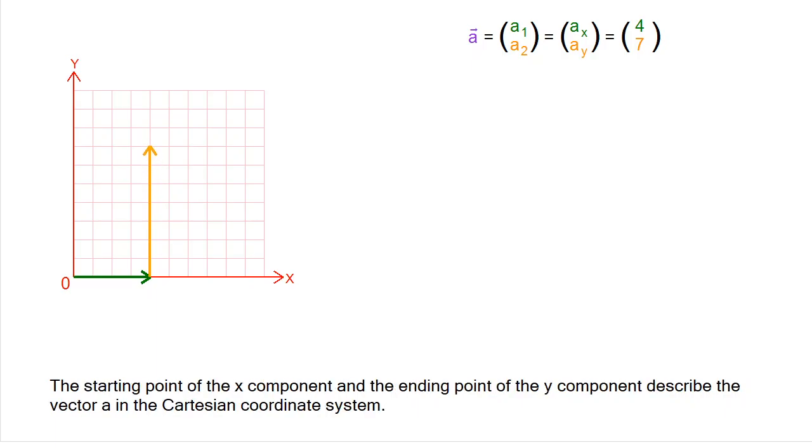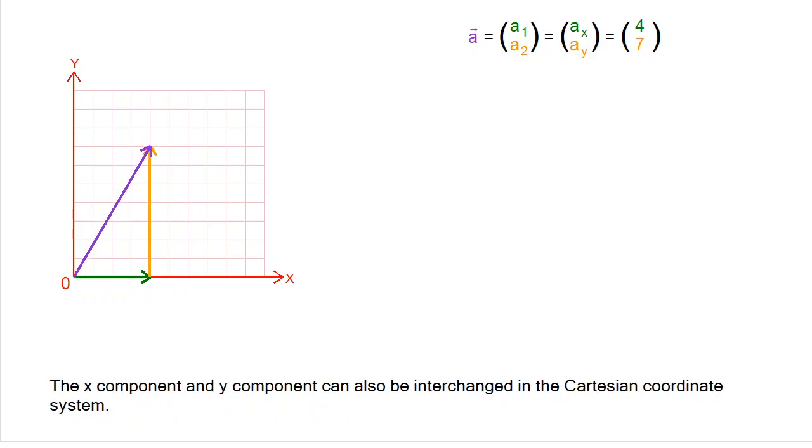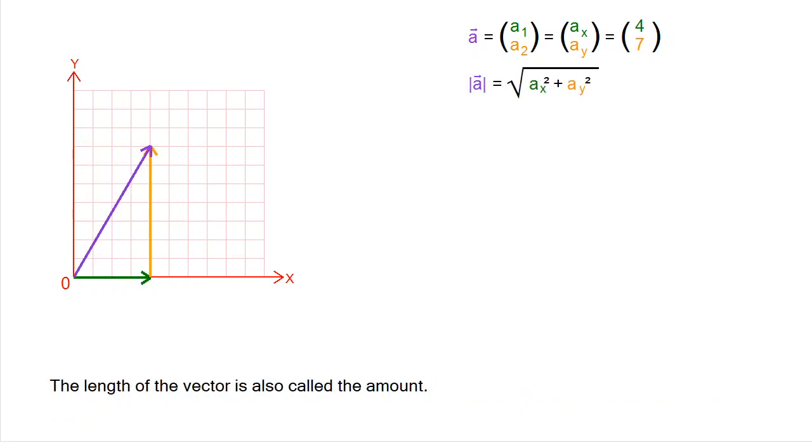The starting point of the x component and the ending point of the y component describe the vector A in the Cartesian coordinate system. The x component and y component can also be interchanged in the Cartesian coordinate system. The length of the vector is also called the amount.